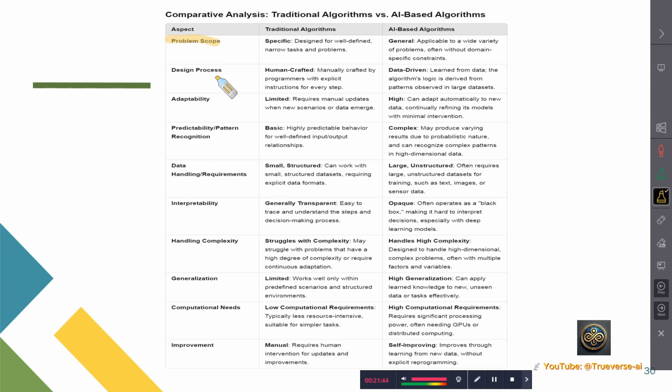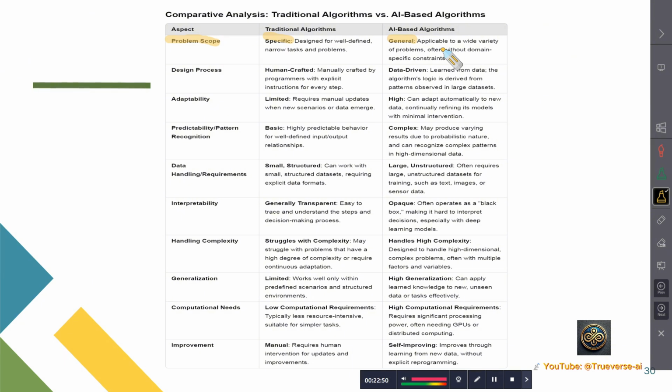As you see in the problem scope, traditional algorithm is specific, AI-based is general. Traditional algorithms are designed for specific, well-defined, narrow tasks. They excel in environments where the problem is clearly structured, like sorting data or performing basic arithmetic operations. But AI-based, in contrast, is more general, can be applied to a wide variety of problems, even those with unstructured data and domain-specific complexity, such as image recognition and natural language processing.